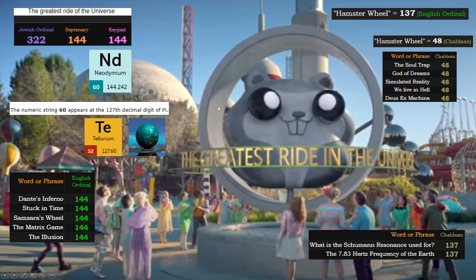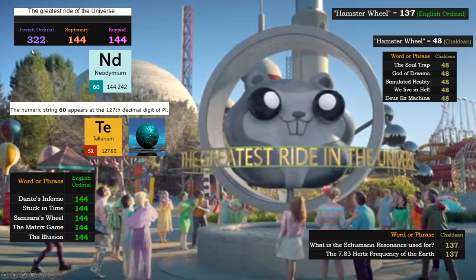This wheel says, the greatest ride in the universe. The greatest ride of the universe is 322 in Jewish ordinal. And you all know that this is the skull and bones number.